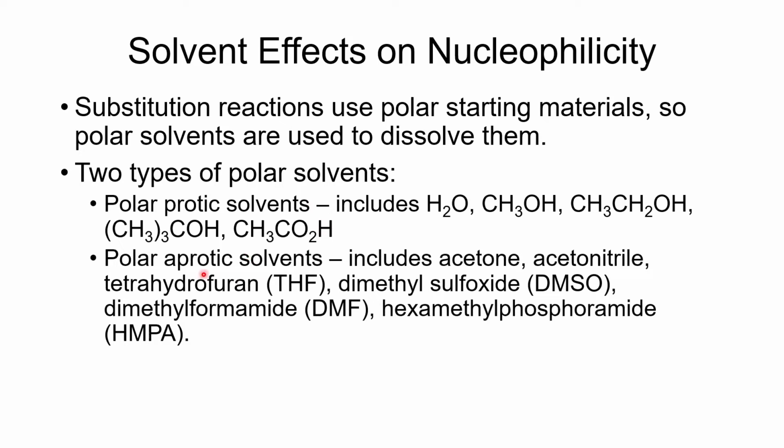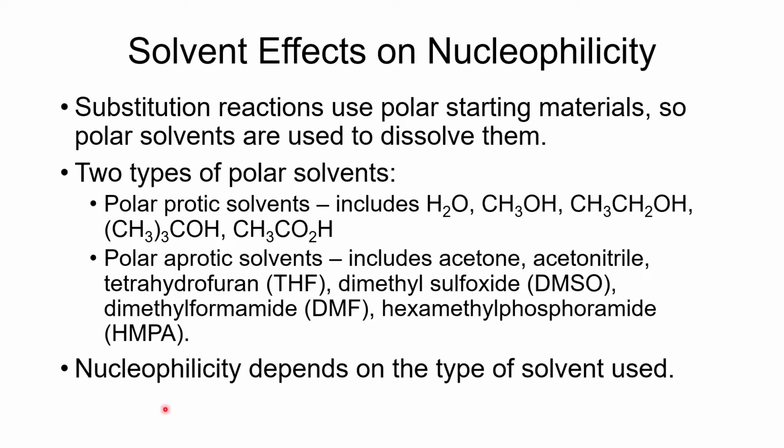The other kind is polar aprotic solvents. These are ones that are not capable of hydrogen bonding. They include acetone, acetonitrile, THF, which is tetrahydrofuran, and we'll talk about it a little bit later, DMSO, a favorite solvent, DMF, dimethylformamide, and hexamethylphosphoramide, or HMPA for short. Those are all examples of polar aprotic solvents. Which solvent you use can affect how strong of a nucleophile something is going to be. So nucleophilicity depends on the type of solvent that we use.